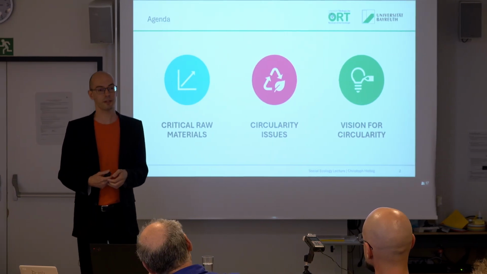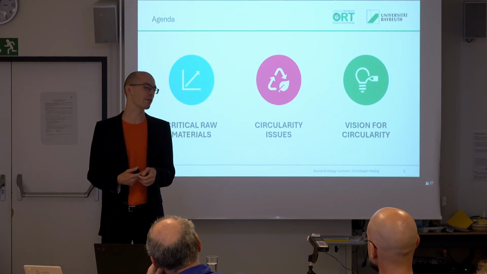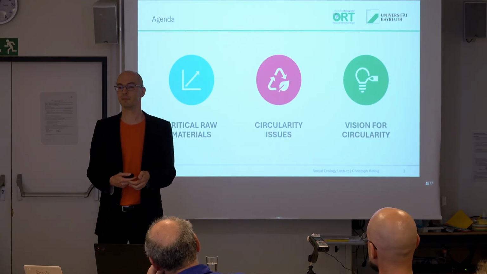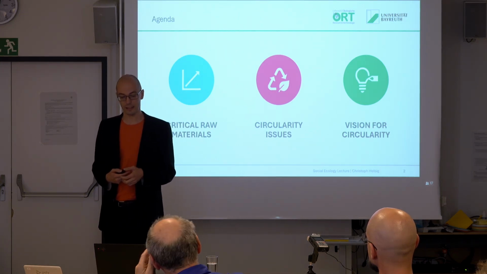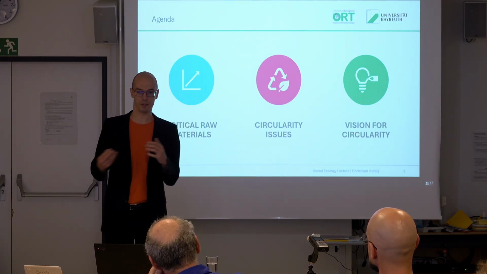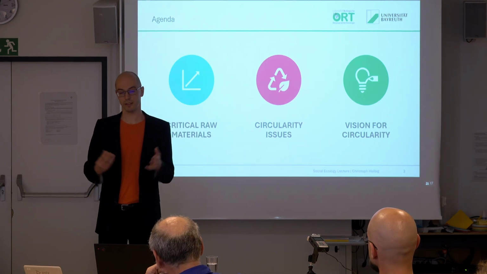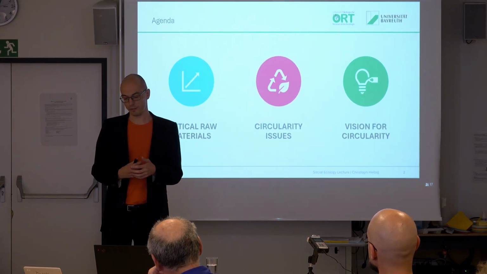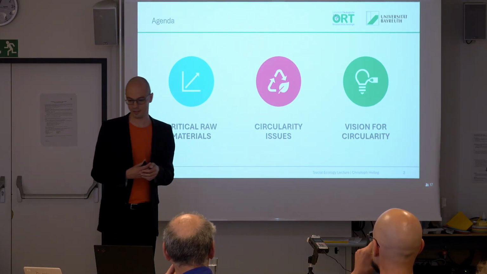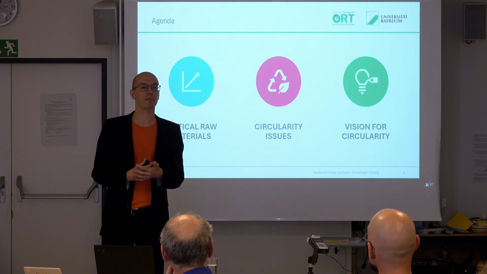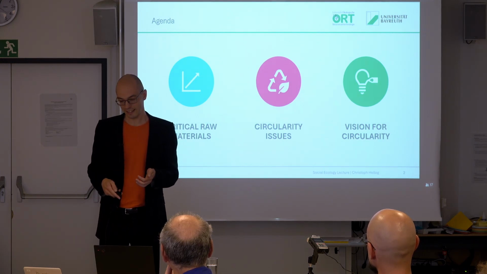We'll talk about circularity issues throughout the periodic table. What kind of issues we have there, what's the current status of that, and of the circularity, and why that matters for critical raw materials. And then in the end, I will talk a little bit about a vision for circularity. I wasn't quite sure about the last part's title. Maybe it's not exactly a vision, but we'll get back to that.